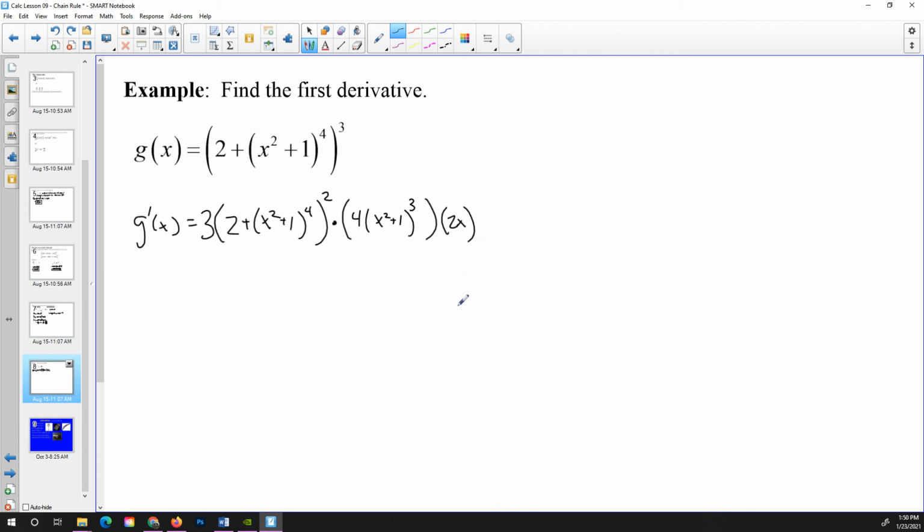Now there's not a whole lot that I can do with this other than to collect these values out front and say that maybe I have, let's see here, 3 times 4 is 12 times 2x would be 24x, and then I have this 2 plus the quantity x squared plus 1 to the fourth, all squared, times the x squared plus 1 to the third. And that's what I have right there.